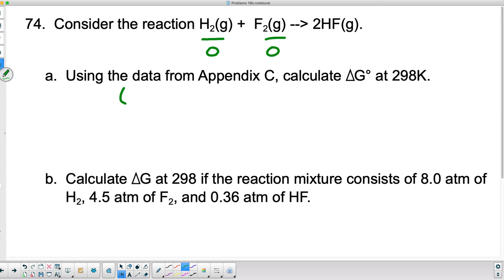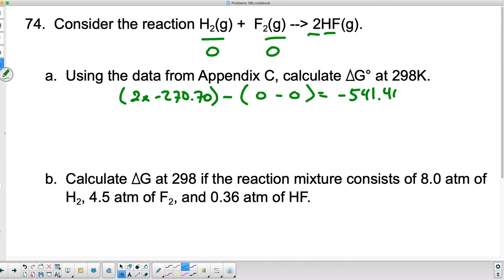So I have my products minus reactants. There's a 2 here, so that's 2 times negative 270.70, and then subtract my 0 and my 0 from that side, and what I should get is a fairly large negative for my delta G. It looks like it gets something like negative 541.40 kilojoules per mole. Okay, so that's my answer to A.